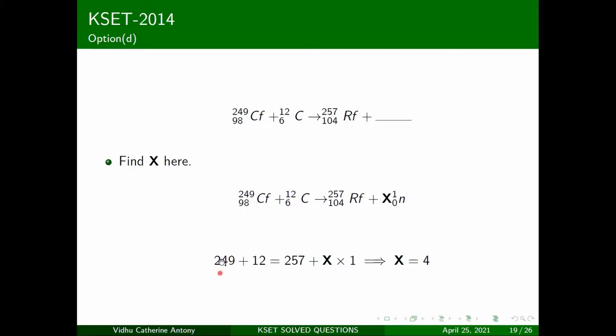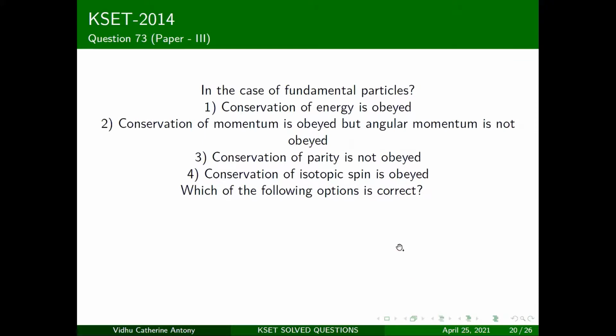249, sorry. So 249 plus 12 is equal to 257 plus X times 1. And when you calculate this, X turns out to be 4. So that's option D.